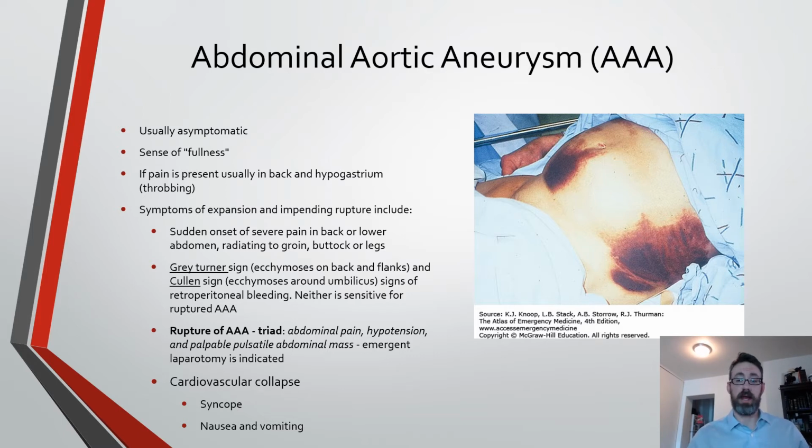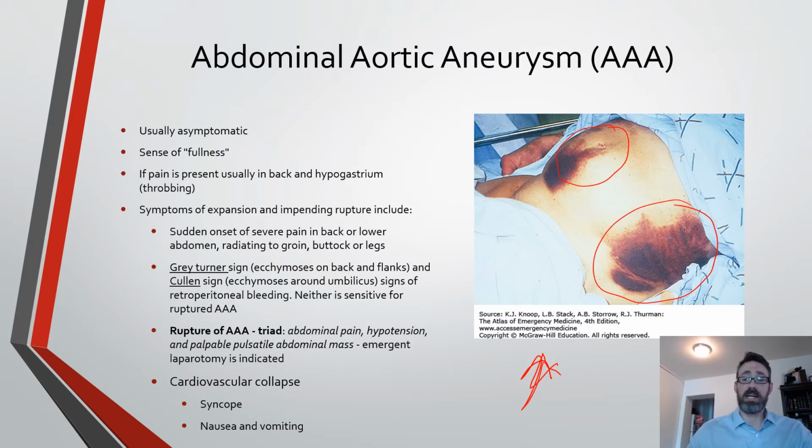All right. So if it's expanding or it's possibly rupturing, you could have sudden onset of severe pain in the lower back, lower abdomen. It could radiate to the groin, the buttocks, or the legs. Okay. And then you'll see this image over here. You can take a look here. That's my arrow. So you have Grey Turner sign. A Grey Turner sign is actually this bruising or ecchymosis on the back and the flanks, which you see right here. Okay. And then this over here, right around the umbilicus, is the Cullen sign.